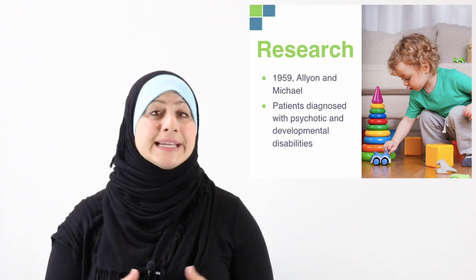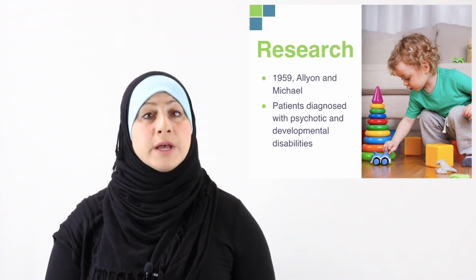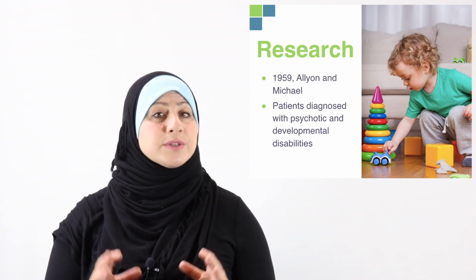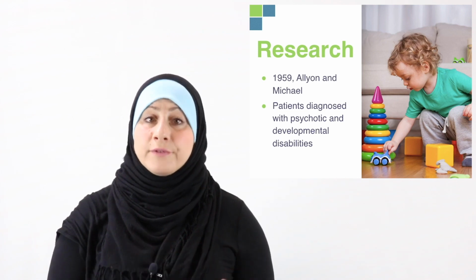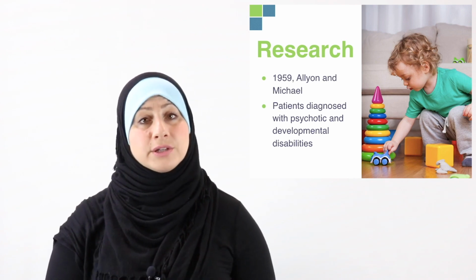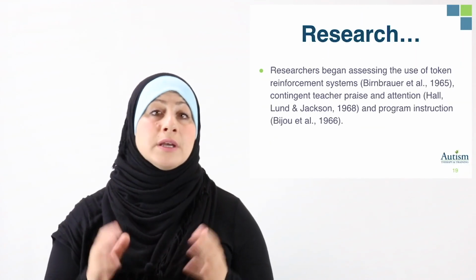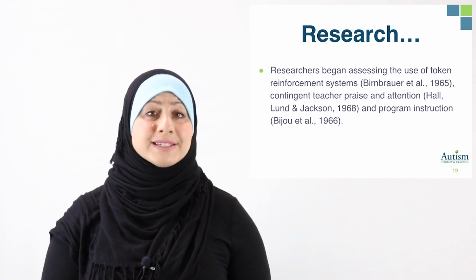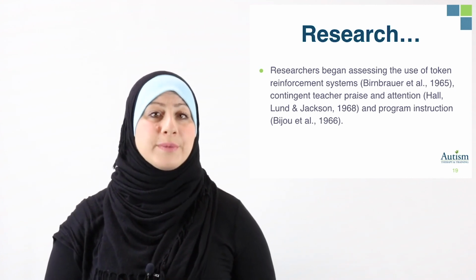In 1959, Allyon and Michael studied how frontline staff in a hospital used a variety of techniques to improve the functioning of patients that were diagnosed with psychotic and developmental disabilities. It was very challenging for these early pioneers since controlling and manipulating variables was either unavailable or used incorrectly. Journal editors were reluctant to publish their work since a lot of it was experimental and their methods were different than most research. Regardless of the challenges researchers faced, new discoveries using behavior principles in the field of education came about. Researchers began assessing the use of token reinforcement systems, contingent teacher praise and attention, and programmed instruction.